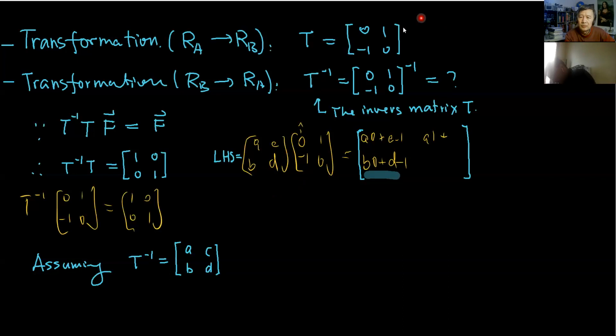A1 plus E0, B1 plus D0. Sorry, I just refine your notation here. It doesn't matter. Okay, let's multiply. What is the result? The result is going to be negative E, negative D. Good. And that's it.